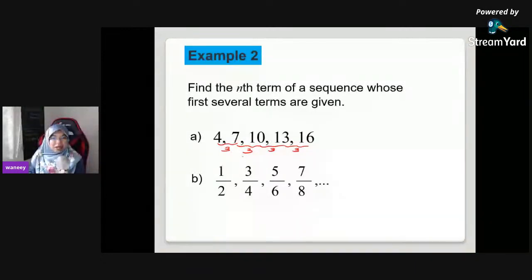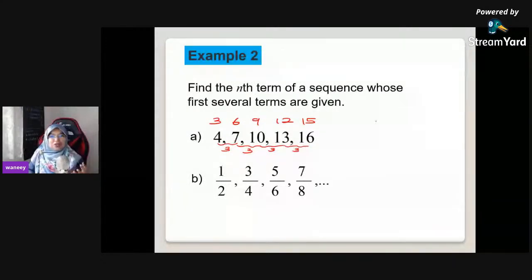So let us compare that with a multiple of 3. So if I have a multiple of 3, it should be 3, 6, 9, 12, 15. Okay, so now what is the difference between 3 and 4, 6 and 7, 9 and 10, 12 and 13, 15 and 16? Apa beza dia? 3 dengan 4, 3 kena tambah 1 baru dapat 4. 6 kena tambah 1 baru dapat 7. 9 tambah 1 dapat 10. 12 plus 1 is 13. 15 plus 1 is 16.